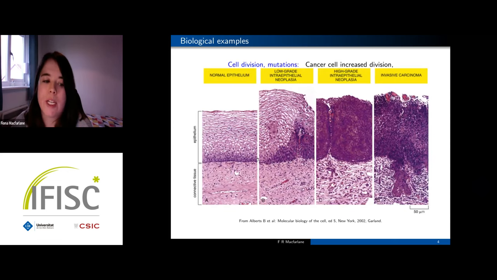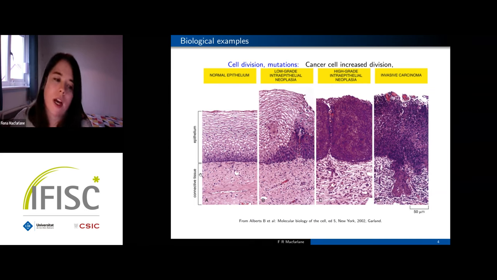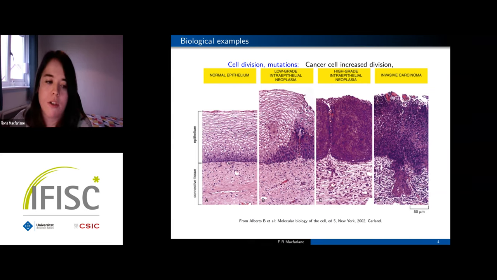An example where we might see patterning caused by cell division or mutations would be in things like cancer. So we have on the very left panel here, a normal epithelium. So everything's very well structured. There's these defined layers between the epithelium and the connective tissue below. And the cells within the epithelium themselves are very well organized.